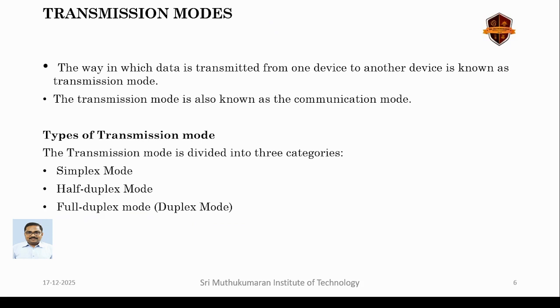Now next we see about the transmission modes. That is the way in which the data can be transmitted from one device to another is called the transmission mode. It is also called the communication mode. Now next is the types of transmission modes. There are 3 types: simplex mode, half duplex mode and full duplex mode. We see in detail about each type of transmission mode now.